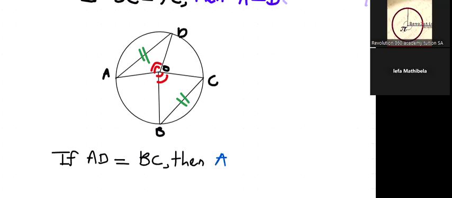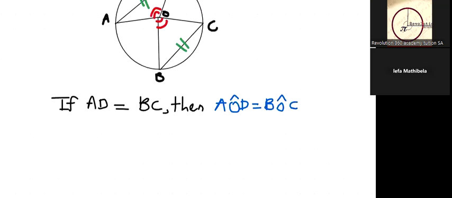So it means to say if AD in this case is equal to BC, then what will happen? Then it means angle AOD is going to be equal to angle BOC. So this one: equal chords subtend equal angles at the center of the circle.